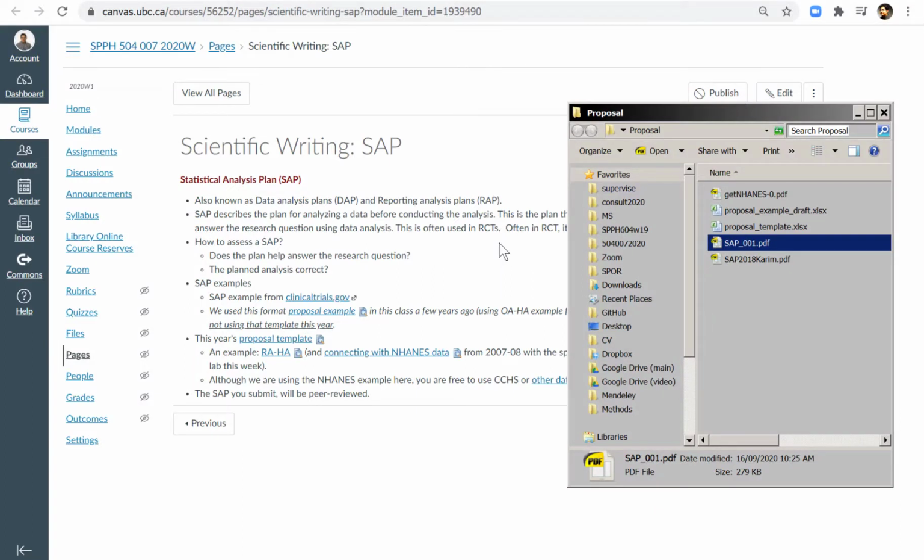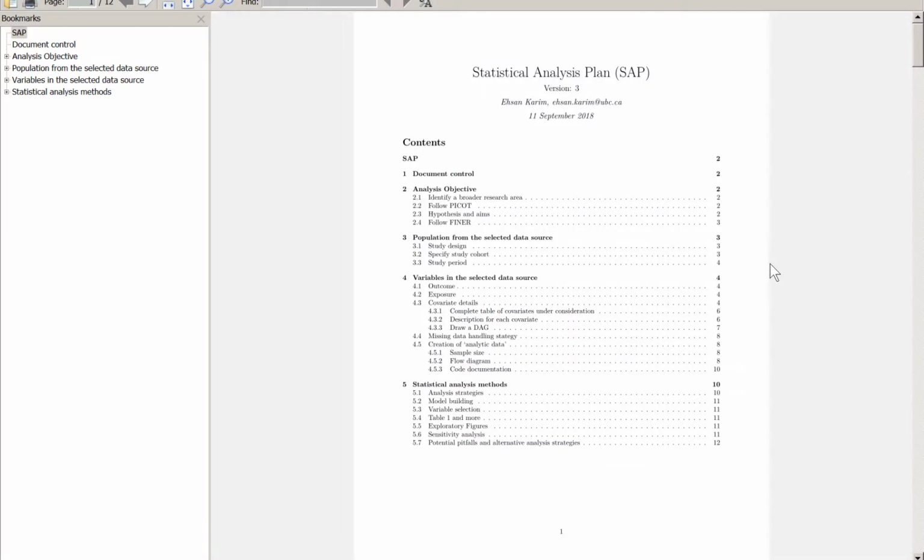However, for this particular course as a final project, you will most likely be using survey data where the observations are coming from an observational study. So for that, let me show you one proposal example that I have used in a previous iteration of this course. I have downloaded that proposal, and that proposal is this one.